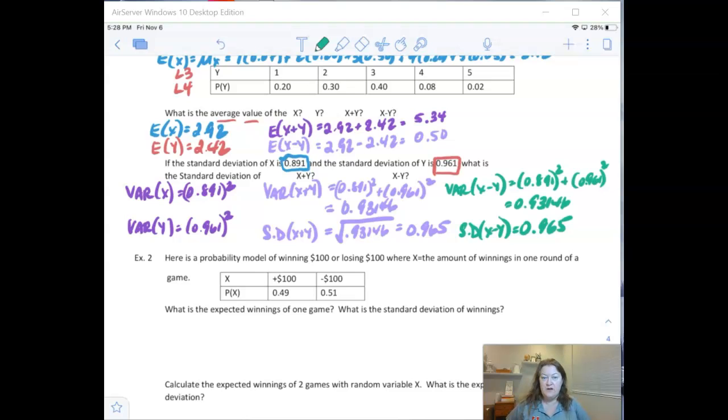Okay, so variances always get added together. They never get subtracted apart. So same deal with standard deviation. You don't do math on standard deviation. You do the math on the variance and then follow it to standard deviation. Okay. All right, let's do another example.